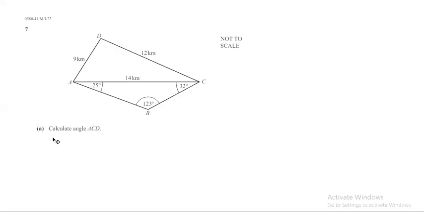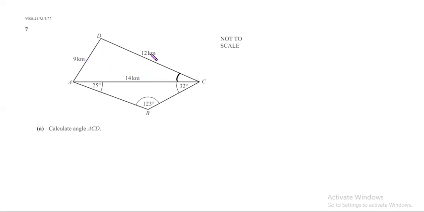In this question, we need to calculate angle ACD. So ACD is this angle. This is what we are supposed to calculate. So we already discussed the formulas related to trigonometry, further trigonometry, Pythagoras' theorem and things like that. So here we need to calculate this angle. Now this is the triangle that I need to consider, which is ACD.